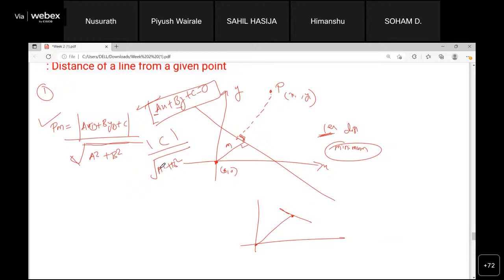We can use that formula, isn't it? Same formula, just replace the value of x1, y1. It is the perpendicular distance and the minimum distance.